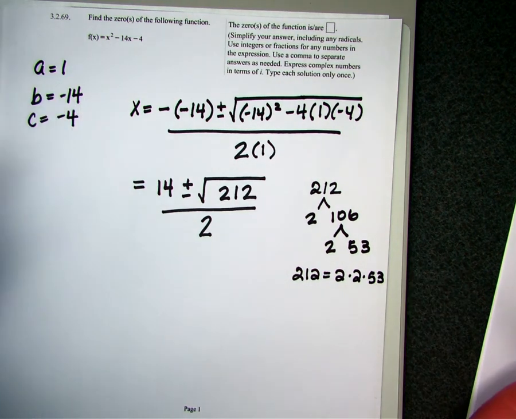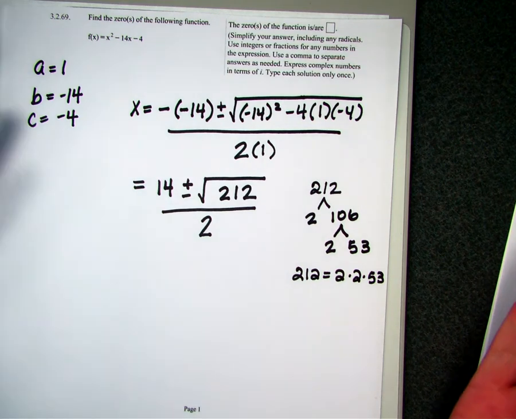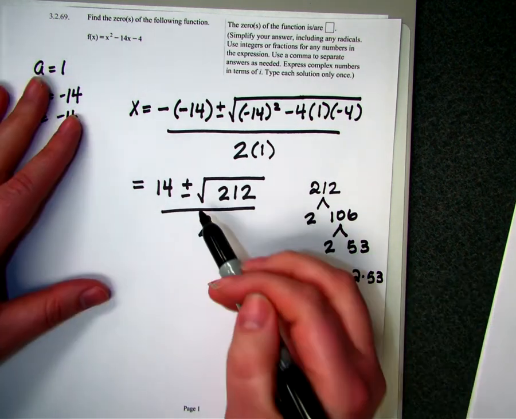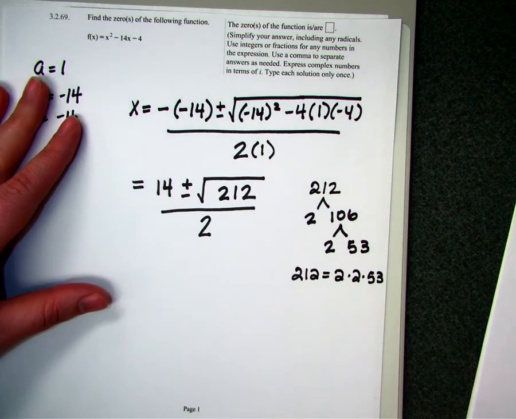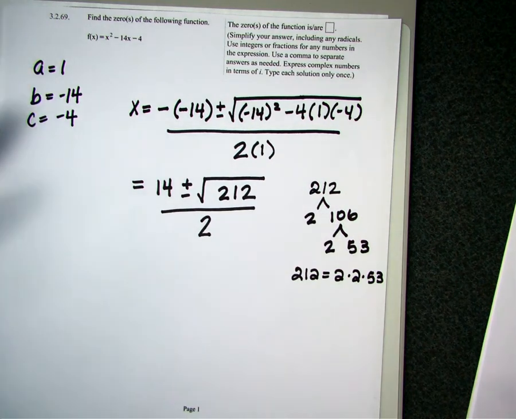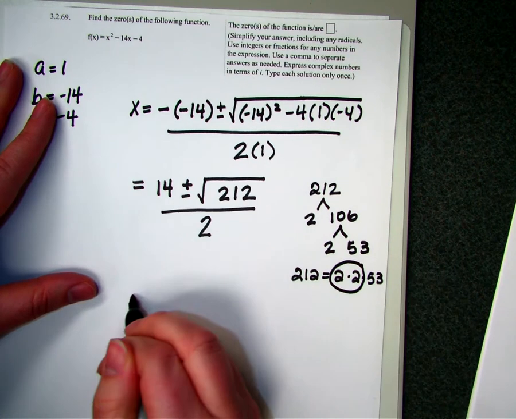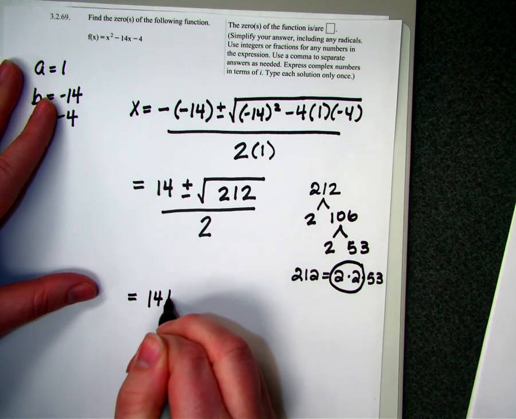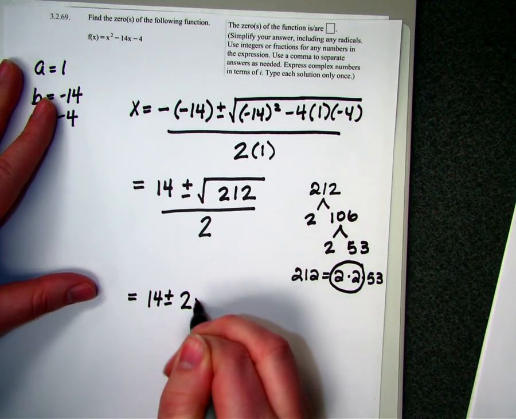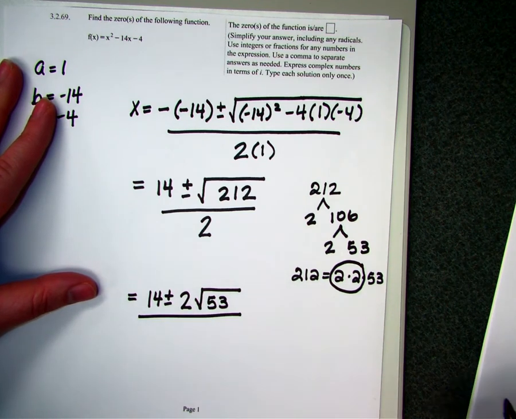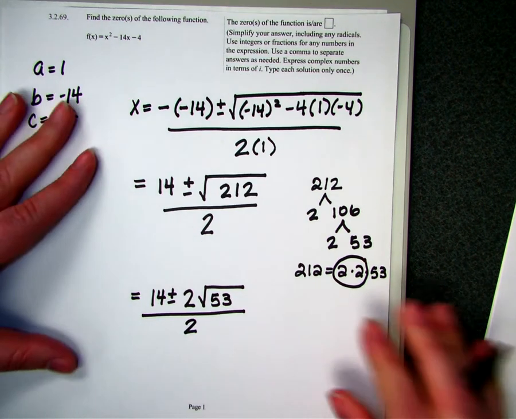For simplifying radicals, if you're going to do prime factorization, anything that has a buddy gets to leave this radical sign, and anything without a buddy has to go back inside. So right here we have a pair of 2's. That means we get to go outside of our radical sign with that 2 and back inside with the 53. And this is all over 2.